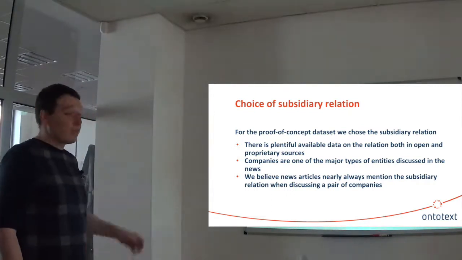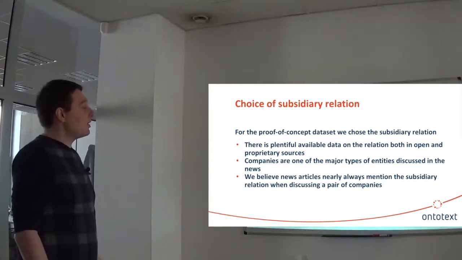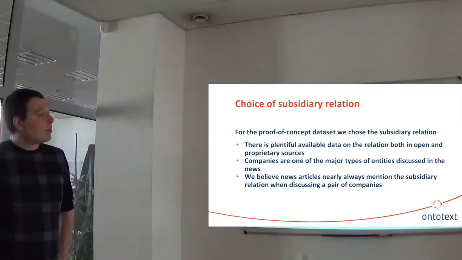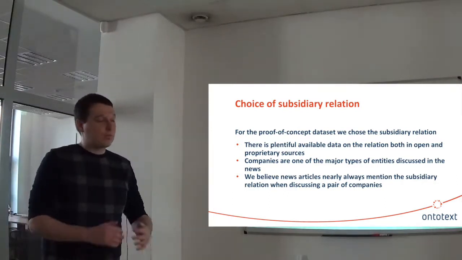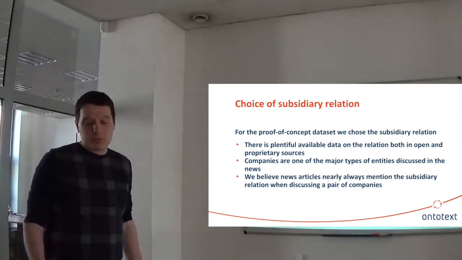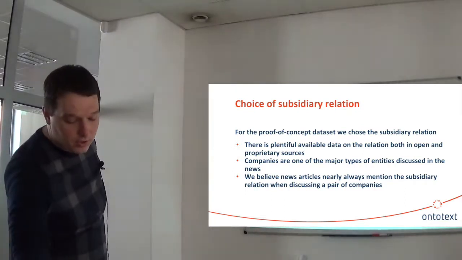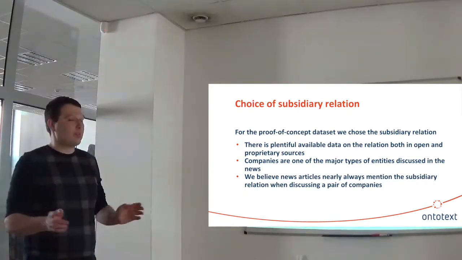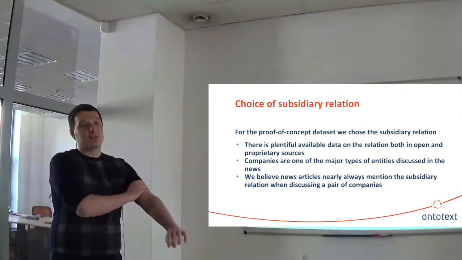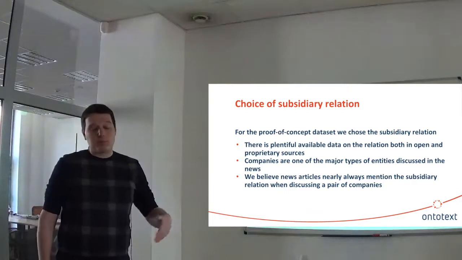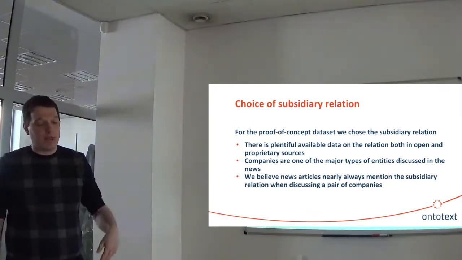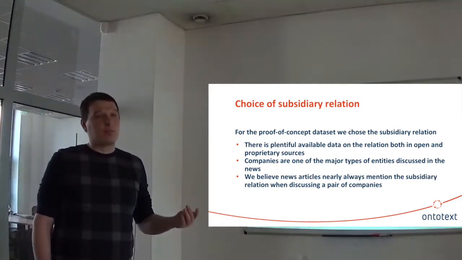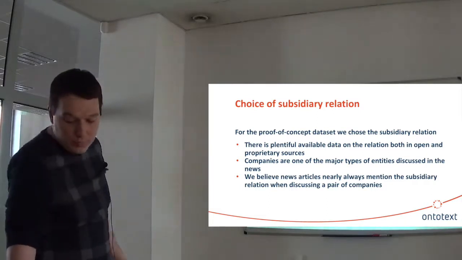For one, there's a lot of data about which company owns which other company. It's very common in both open sources and proprietary data sets. So we actually had a large initial number of pairs of companies where we know for a fact one owns the other, so they do have the subsidiary relation. The other benefit is that companies are, as you all know from our poll data, one of the major things being discussed in the news. So whenever one big company acquires another important company, it's highly reflected in the news. When a company does something important, and if it's owned by some bigger entity, that's also usually mentioned.